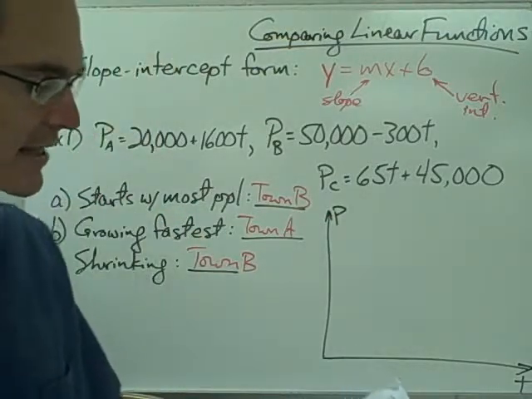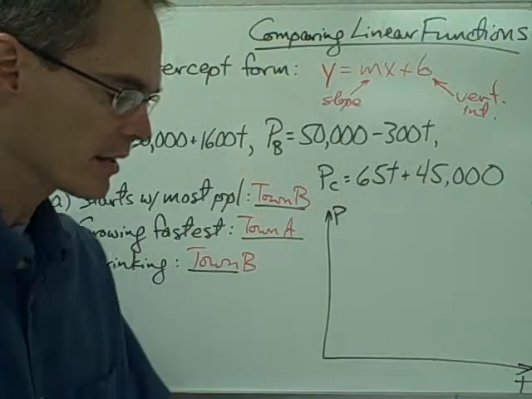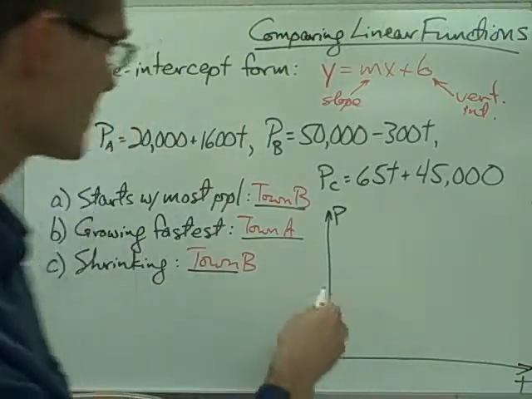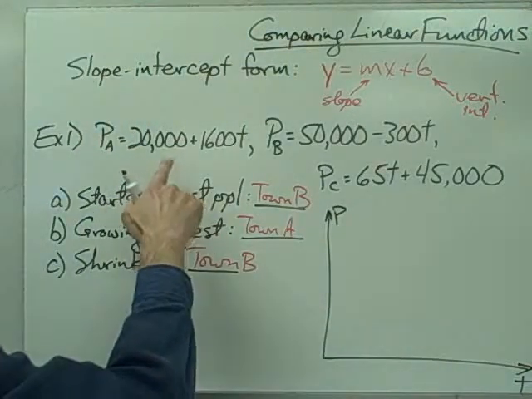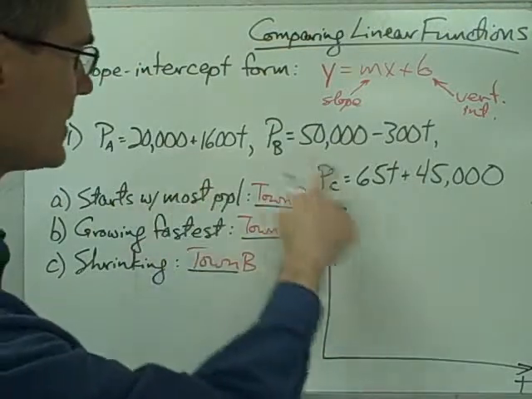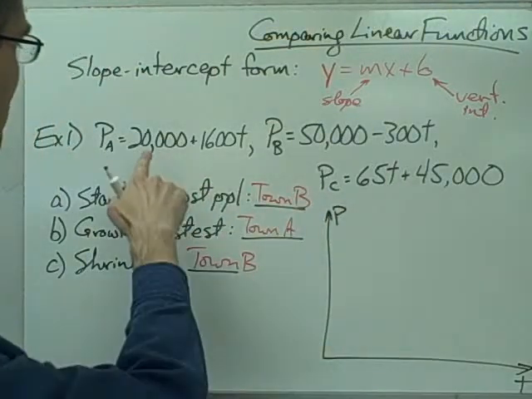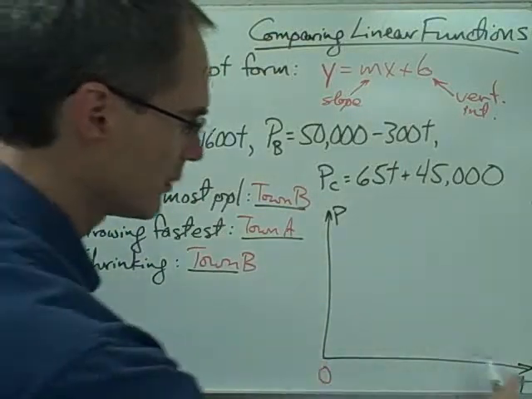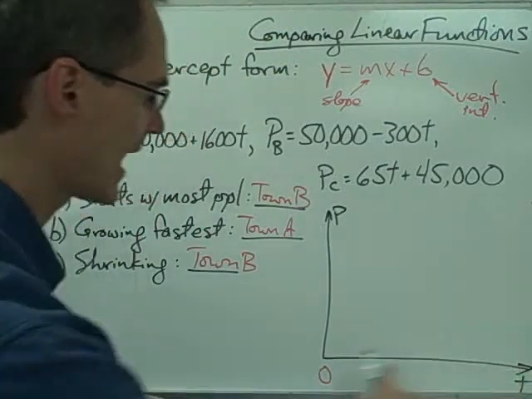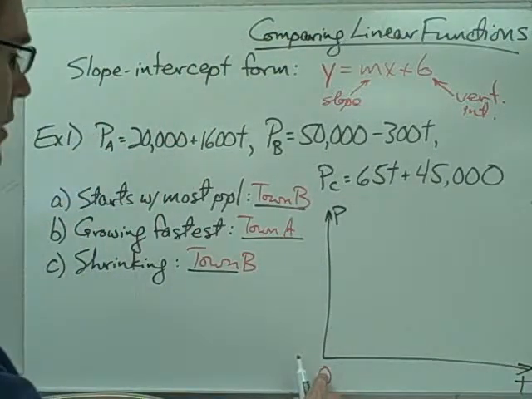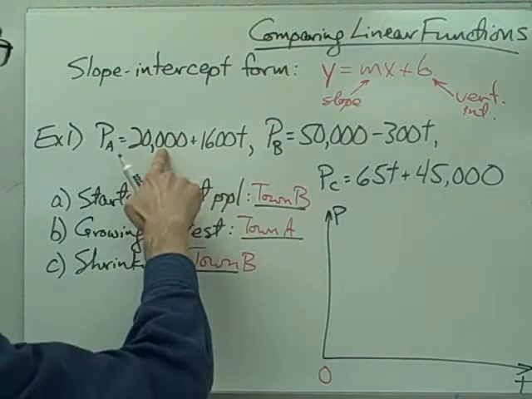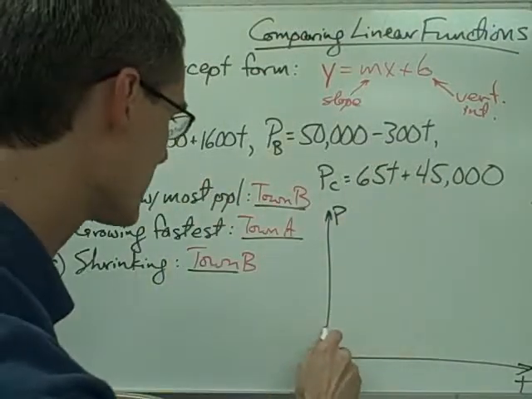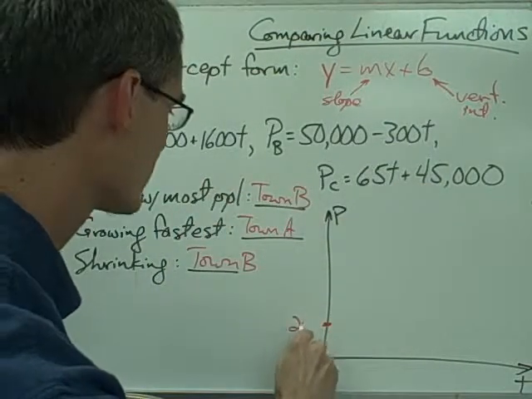Now, part D says, using a single set of axes, which I have right here, sketch a graph of the population of towns A, B, and C. If I'm going to sketch these graphs, I think it's going to be easiest to start out with the population of each town at time t equals 0. So here's where time, which I've got on my horizontal axis, is equal to 0. And when t is equal to 0, this town has 20,000 people, this town has 50,000, and this town has 45,000. So let's put 20,000 down here.